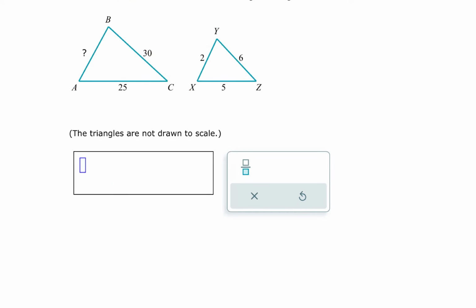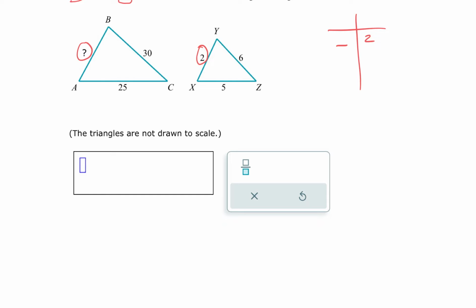Here's one more example. We have triangle ABC and XYZ that are similar. So AB, this missing one, is going to match up with XY, this side. AB right here, XY right here. So that doesn't really tell me anything because that's our missing part. So I can start making an input-output table. And I've got a blank right here, and it matches up with 2.